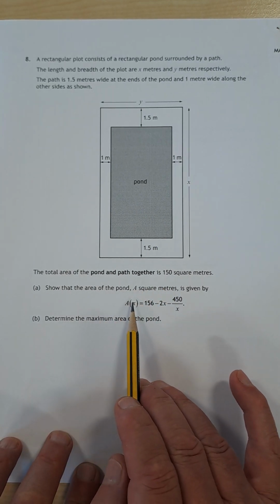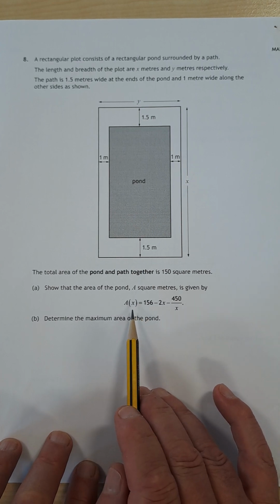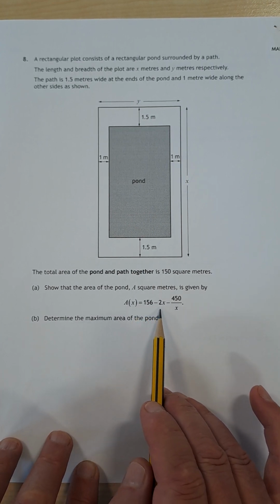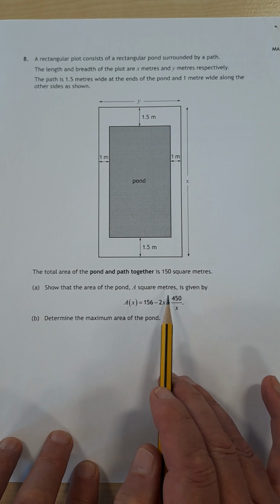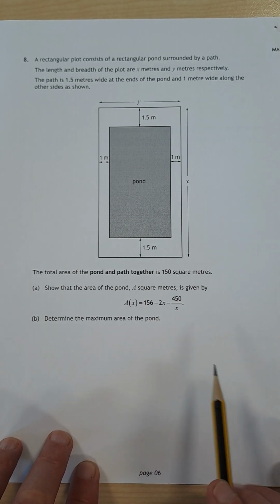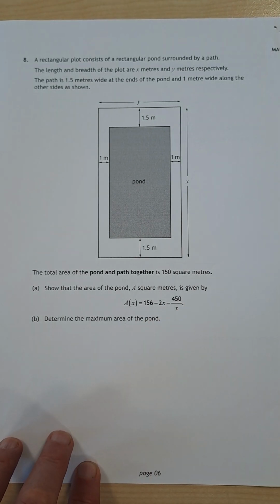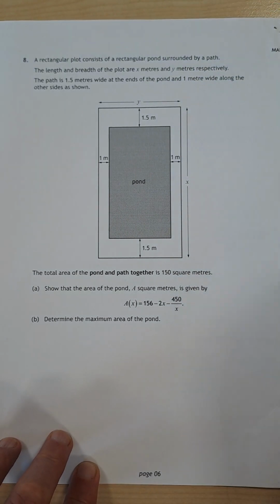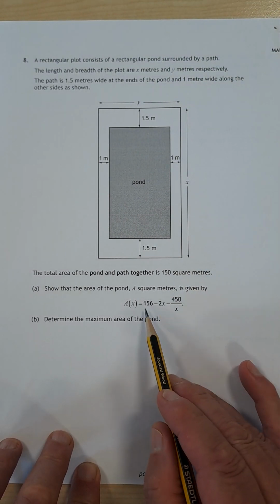We need to show that the area of the pond, A, is given in terms of x, so you'll notice there's no y there, so we need to get rid of the y. Then we'll determine the maximum area of the pond in a wee while. So show that the area of the pond is given by that equation there. So let's get to work.